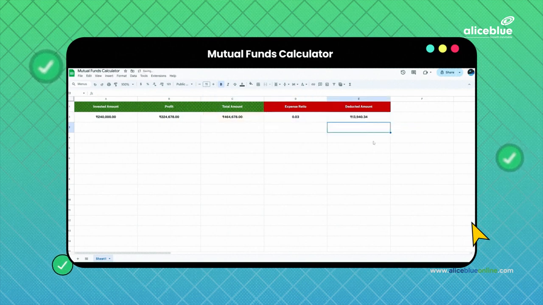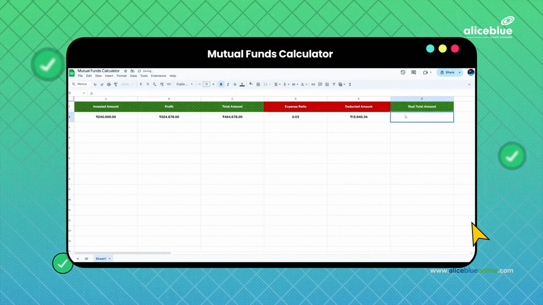Now this 13,940 is the amount which will be subtracted from your total amount. So your real total amount becomes the OG total amount minus the deducted amount. Hence, instead of ending up with 4,64,000, you end up with 4,50,000 because of the amount you lose to the expense ratio. This is exactly why knowing the right type of mutual fund becomes important.